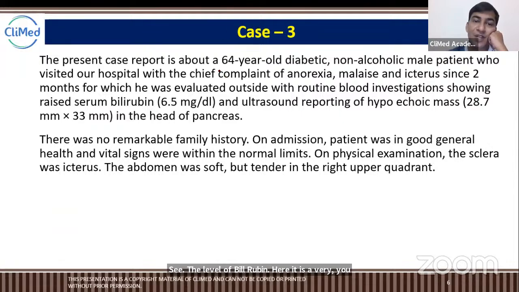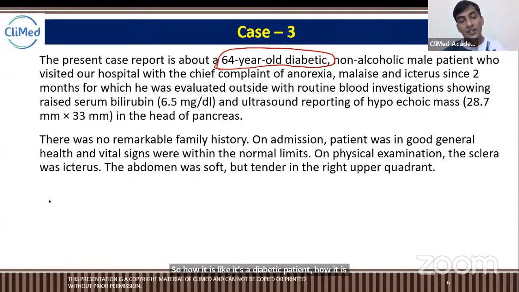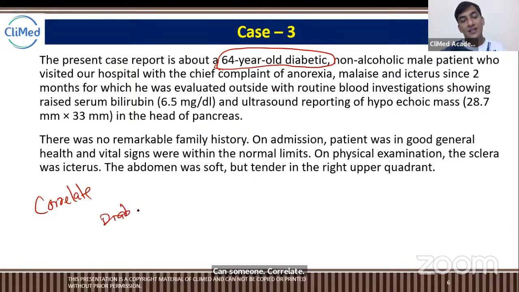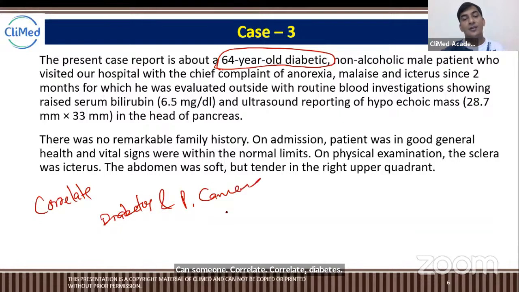Very simple case. Old diabetic patient. So what? How is it related to pancreatic cancer? Old diabetic patient, how is it related to the pancreatic cancer? Can someone correlate diabetes and pancreatic cancer?